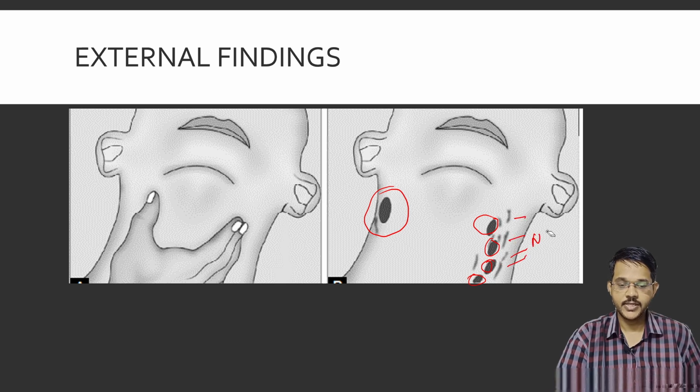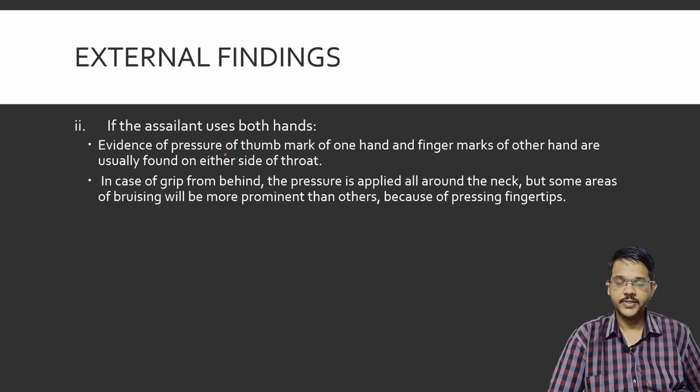So these are nail abrasions caused by the assailant. Sometimes, if the victim tries to remove the hand, there may also be horizontally placed curvilinear nail scratch abrasions on the front of the neck. If the assailant uses both hands, evidence of the pressure of thumb marks of one hand and finger marks of the other hand is also found on the other side of the neck.